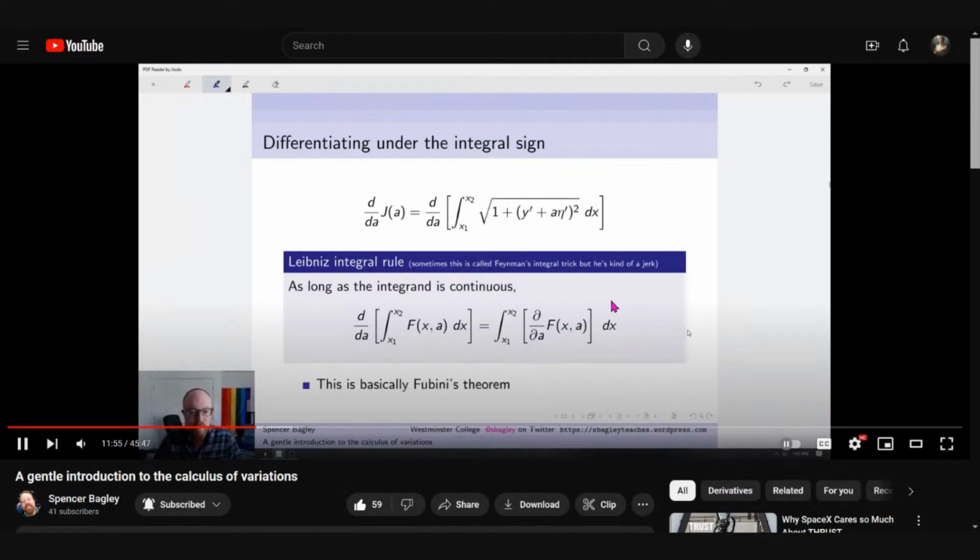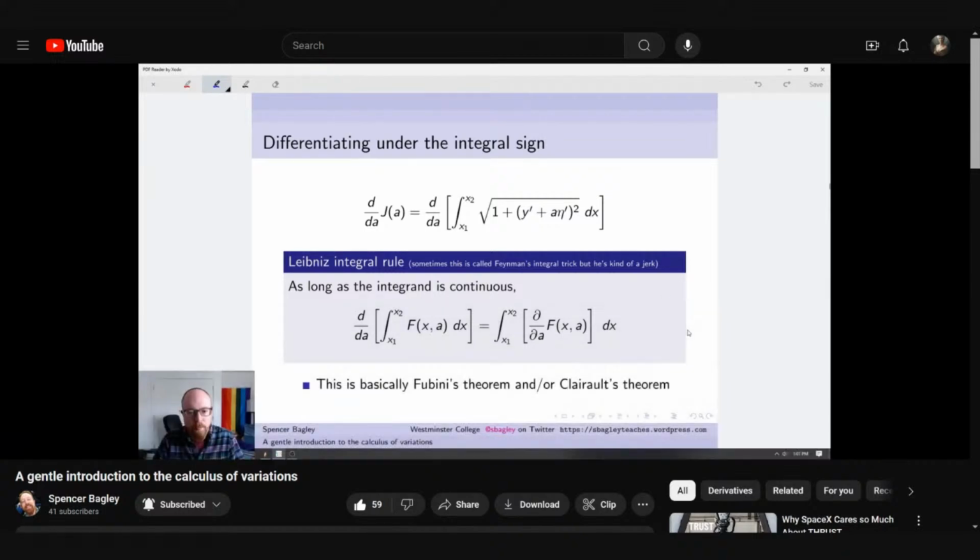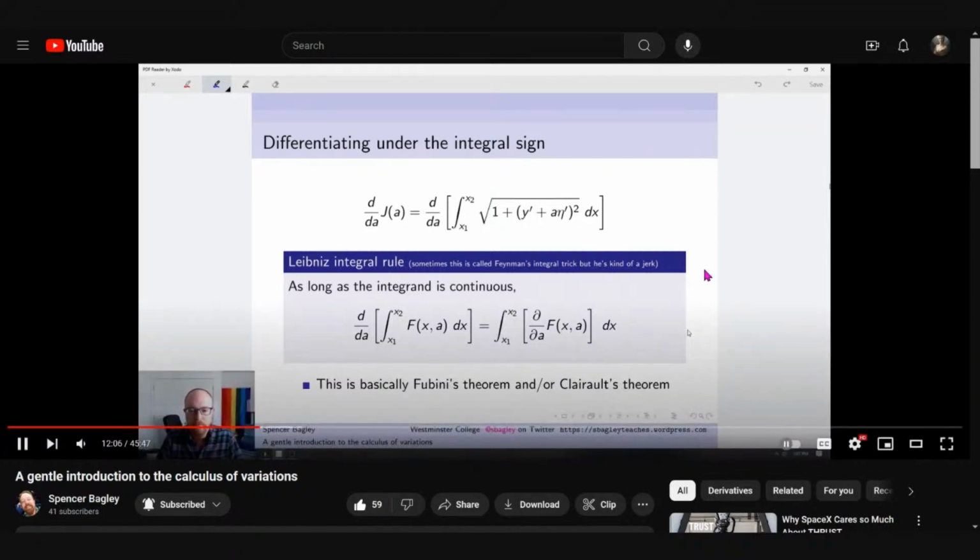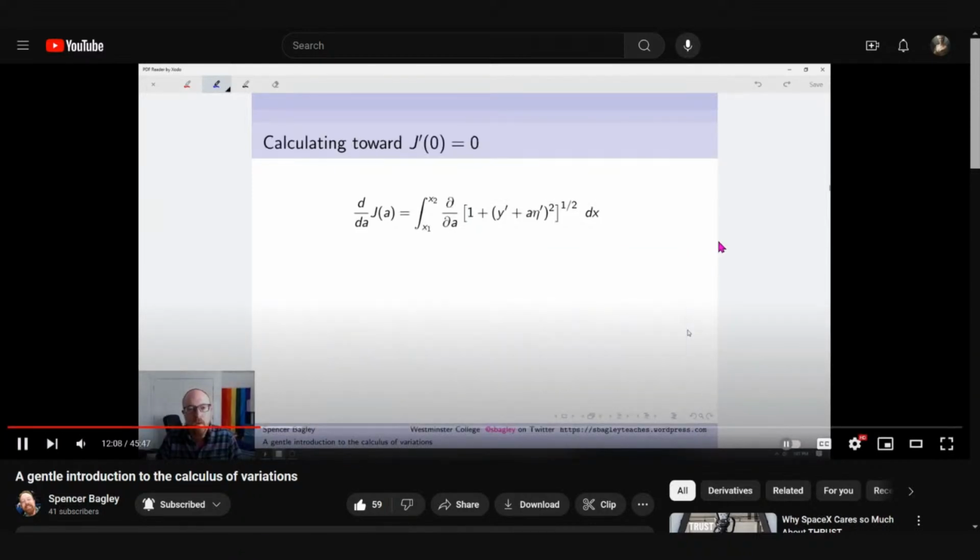Reminds you of Fubini's theorem, that's because it is basically Fubini's theorem. If this reminds you of Clairault's theorem, it's basically Clairault's theorem. I'm not going to prove it. You can think about what a proof would look like. It's not too bad. All right, so let's do this calculation, and I'm calculating toward the idea that j prime of 0 ought to be 0. All right, very interesting. So j prime of 0 ought to be 0.